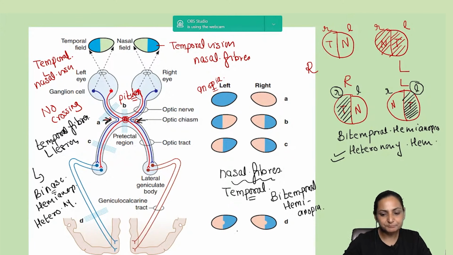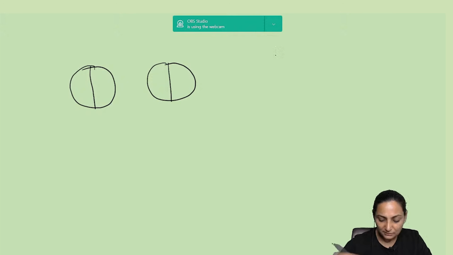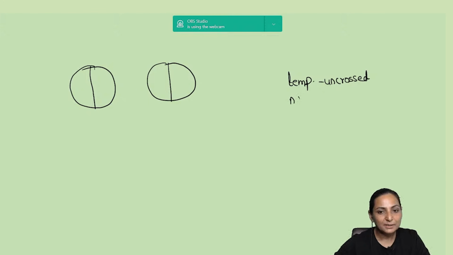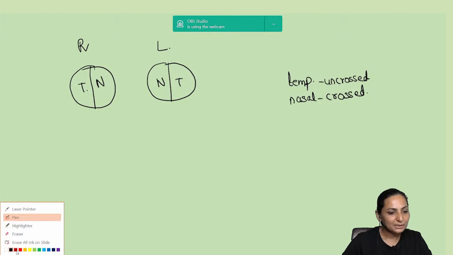So let us consider the optic tract being involved. Now you know that this optic tract is going to have temporal fibers which will be of the same side, that is uncrossed, and there are going to be the nasal fibers which are crossed. Suppose this is the right eye, this is the left eye, these are the nasal sides, these are the temporal sides, and to make our life a bit easier, we are going to write right, left, right, left.